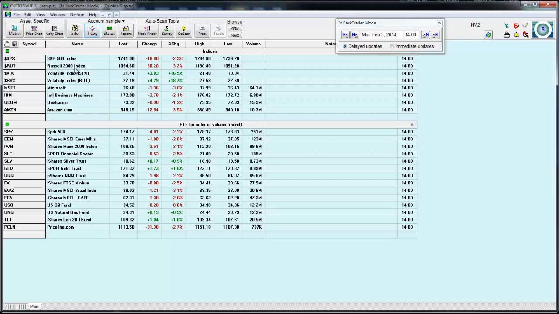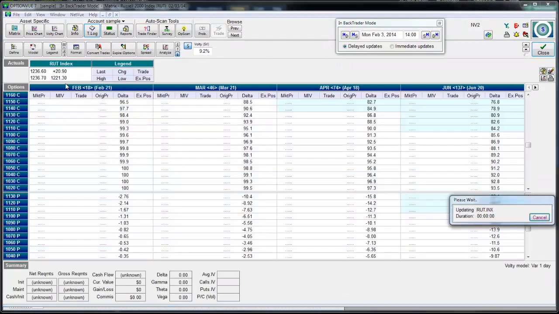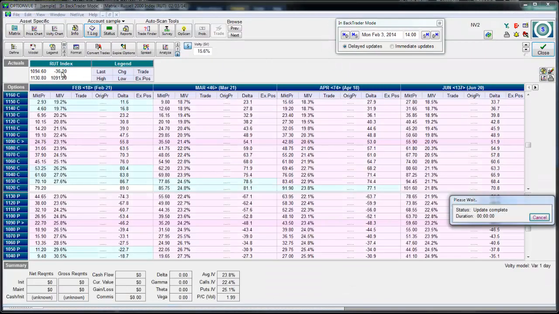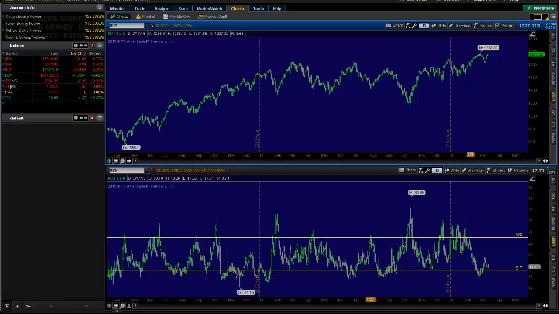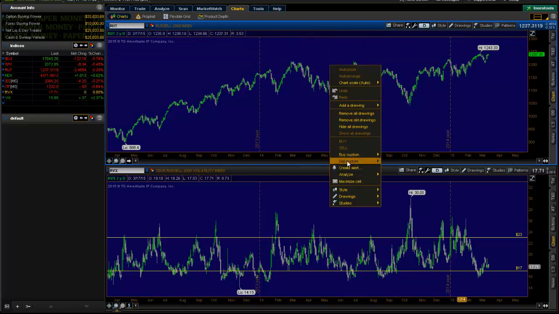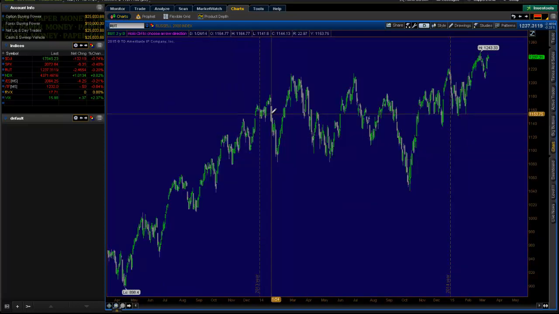All right, so I'll come into the Russell. You'll see that we had a pretty substantial down day on this day, 36 points down. This category has options that expire in 46 days. So you'll see on February 3rd, if I come into the market right here, maximize sell, what is this, February 3rd is right here.